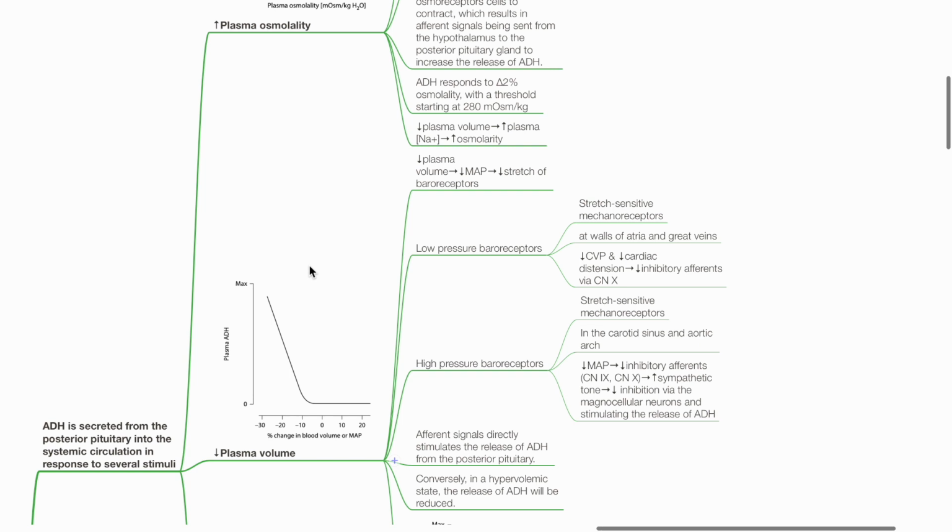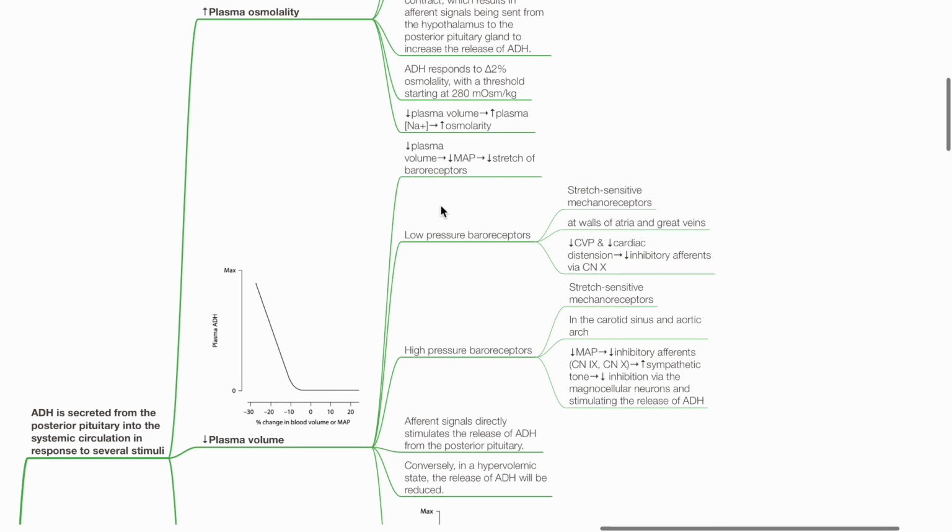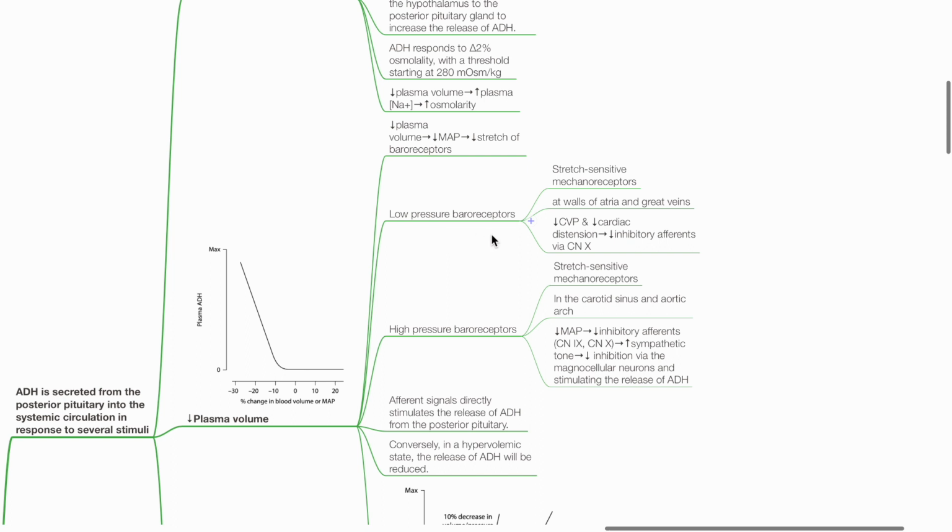Reduced plasma volume reduces MAP and reduces stretch of baroreceptors. Low-pressure baroreceptors and high-pressure baroreceptors are stretch-sensitive mechanoreceptors. The low-pressure type is located at the walls of atria and great veins. Reduced CVP and cardiac distension reduces the inhibitory efferents via cranial nerve 10.